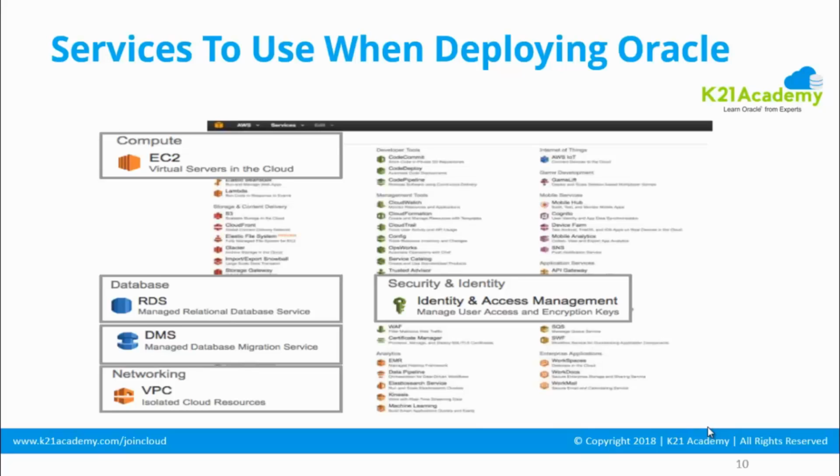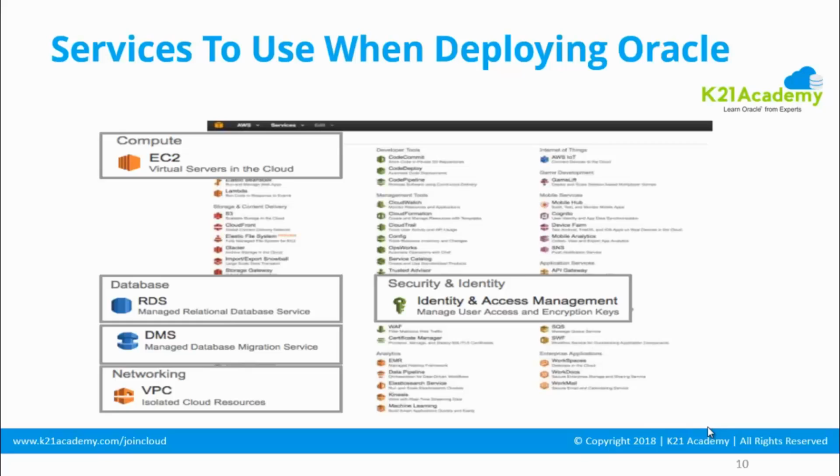Regardless of whether you use EC2 or RDS, you would end up using the other three services, which are the Managed Database Migration Service, which allows you to migrate your on-premise databases into AWS. And from a networking perspective, you would deal with VPC, which is Virtual Private Cloud, which isolates the cloud resources from a networking standpoint. And the way in which you do security and identity and access management is a concept called Identity and Access Management, or IAM, within Amazon Web Services, and it allows you to manage user access and the encryption keys.